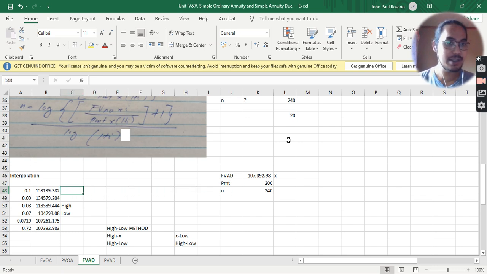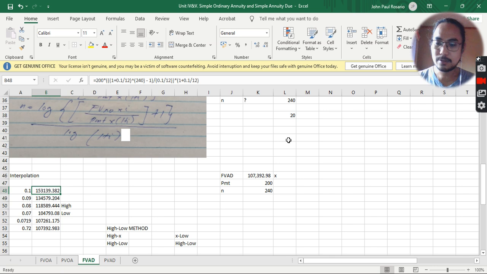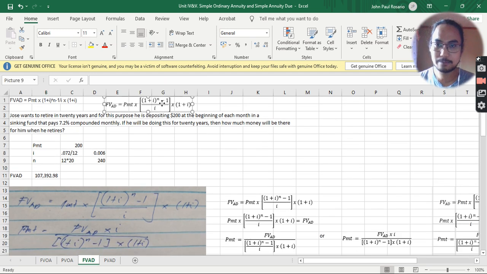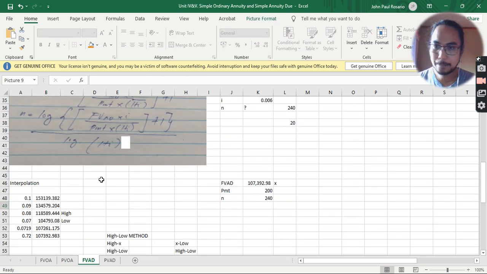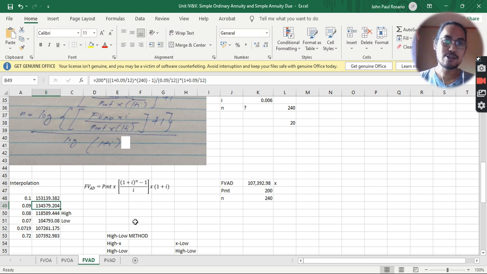So again, assumptions. Let's start with 10%. Let me just copy the formula here for us to be guided. So 200 payment multiplied by 1 plus I raised to the power of n minus 1 over I, so 0.10 over 12. And then times 1 plus I, which is 0.10 over 12. That should give you a future value. Okay, positive exponent here. Future value of 153.